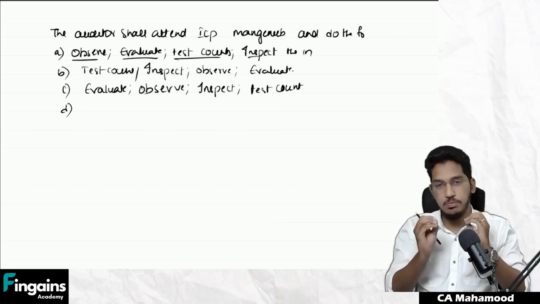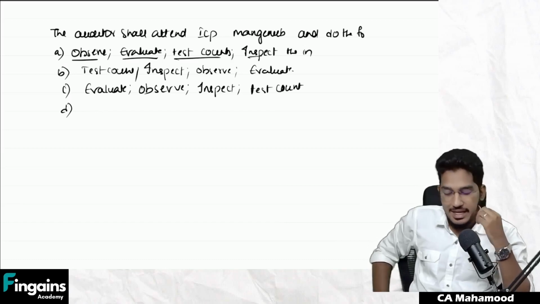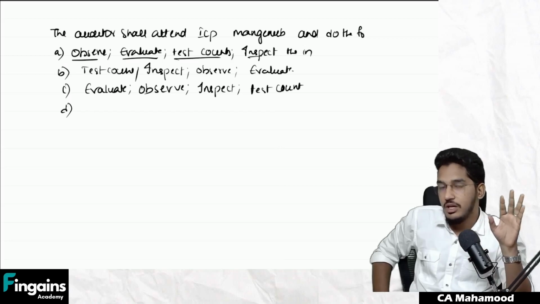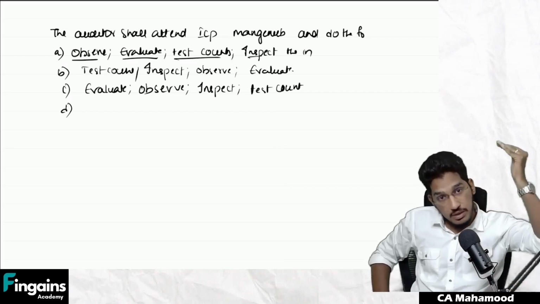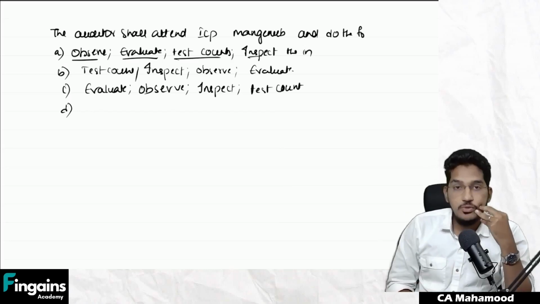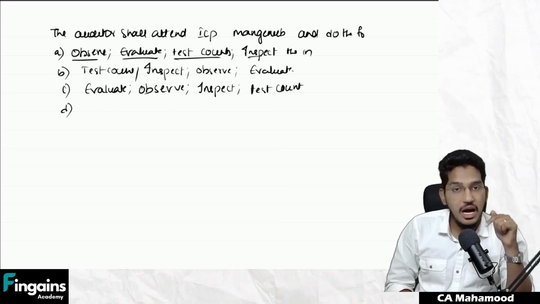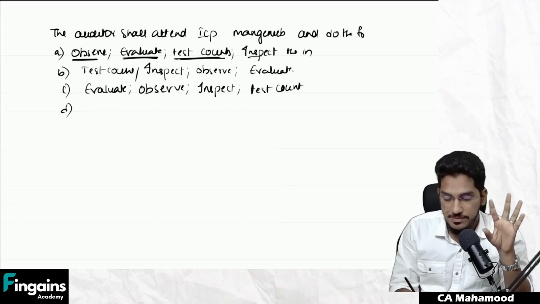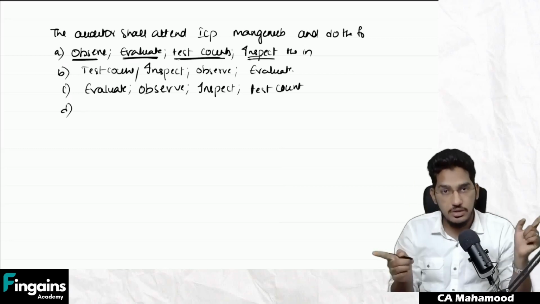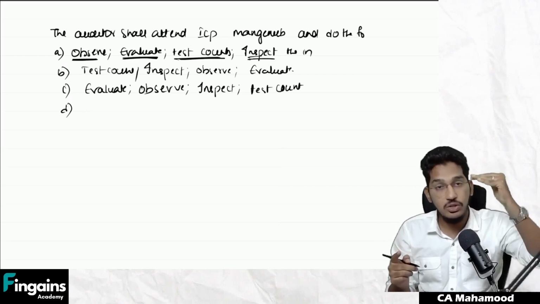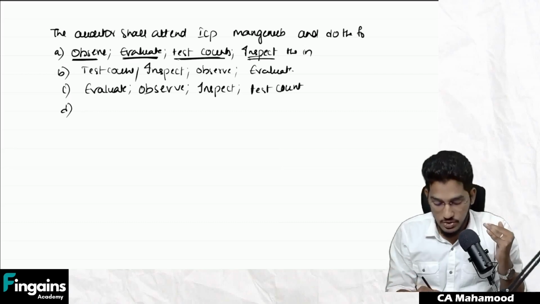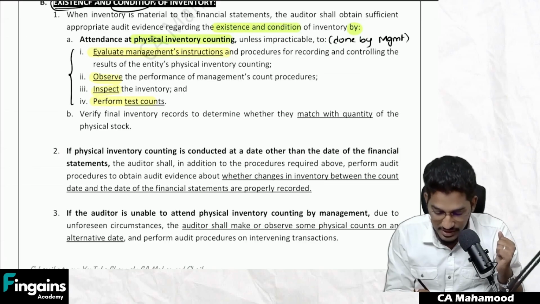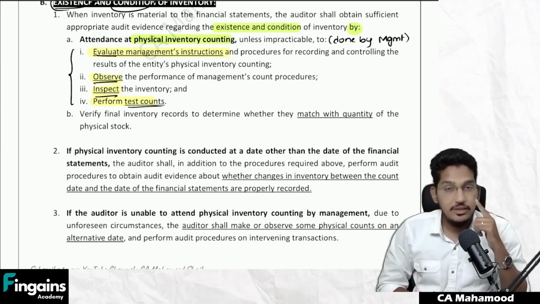I feel this is the most ridiculous question I have seen ever. ICAI should not be doing this. As a student, if you understand the concept, it is good. But you should not even expect the student to remember the points in an order. But that's what they have asked here. This is the question in the RTP. In every option, you will be able to find all 4 steps, but they changed the order. They want you to find out how he will do the 4 activities in one order. So the correct option will be option C. Why? Because if you read the standard, first evaluate, then observe, then inspect, then test count.